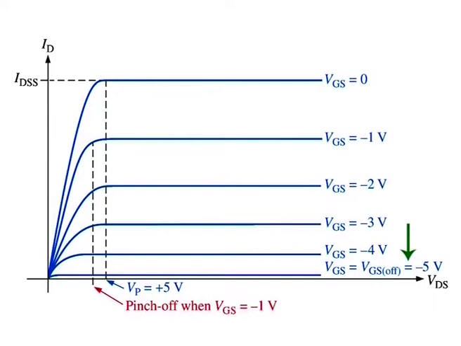VGS(off) and Vp are always equal in magnitude, but opposite in sign. A data sheet usually will give either VGS(off) or Vp, but not both. However, when you know one, you have the other. For example, if VGS(off) is equal to minus 5 volts, then Vp is equal to 5 volts.